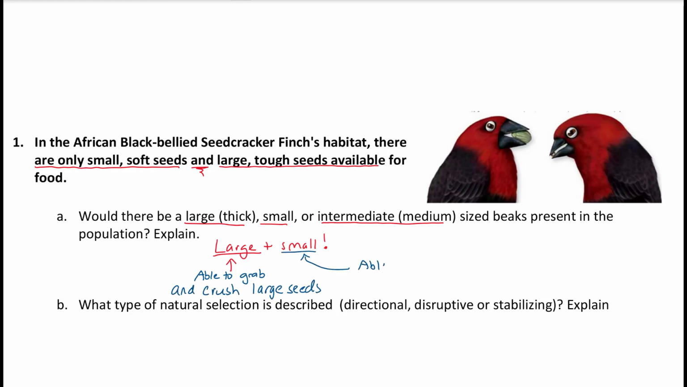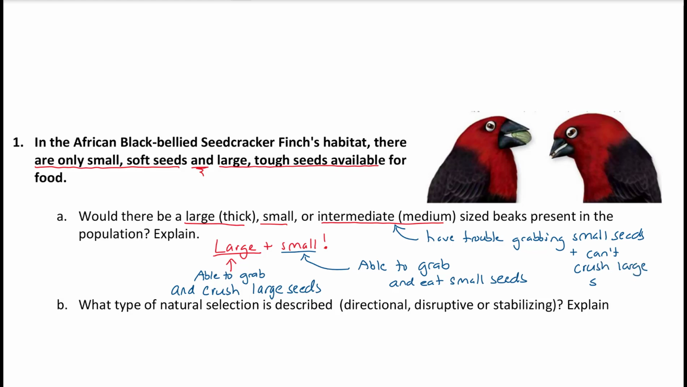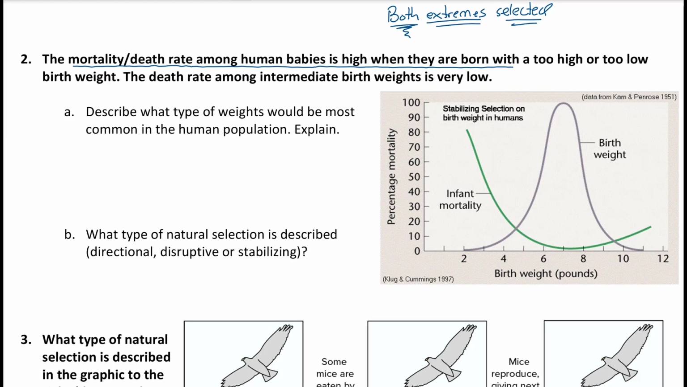So we're going to have large beaks and small beaks, because the large beaks can grab the large seeds and crush them and eat them. There'll be small beaks too, because they're able to grab and eat the small seeds. The intermediates, though, they can't do either. They're in the middle. They will die. Therefore, this is going to be disruptive. The thick beaks and the small beaks will survive, but the mid-range ones won't.